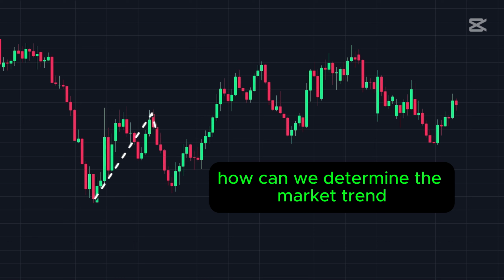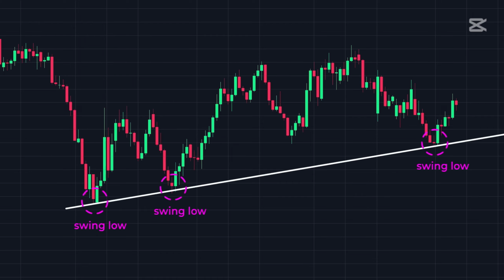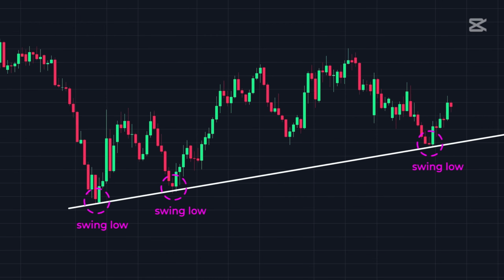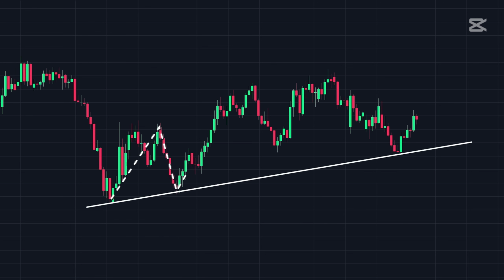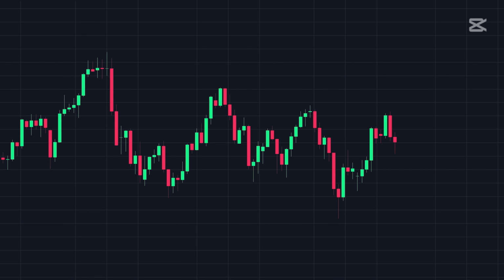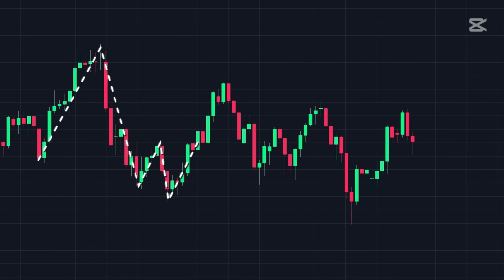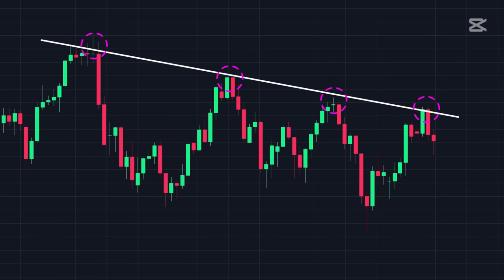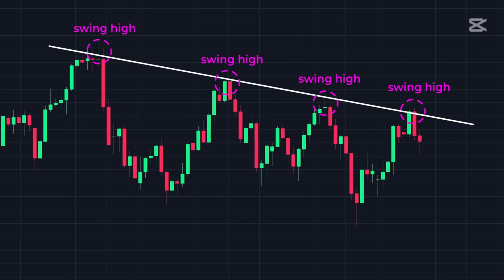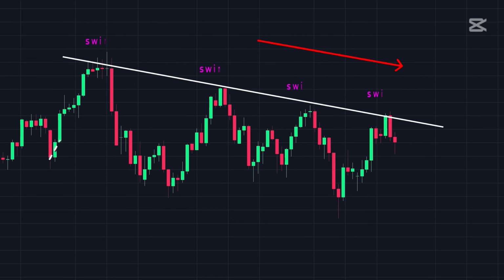By drawing a straight line connecting the lows on the chart, we can see that the trend line has an upward slope. This tells us that despite short-term fluctuations, the overall market trend is still rising. Now let's consider the opposite scenario. In this chart, the price is still fluctuating up and down. However, when we draw a trend line this time by connecting the highs, we can see that the trend line has a downward slope. This means that despite short-term fluctuations, the overall market trend is still declining.